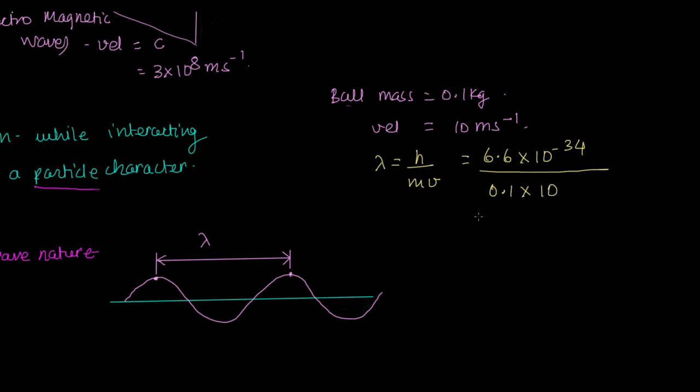So what do we get? I get 1 here. So lambda is equal to 6.6 into 10 to the power minus 34 meters. 10 into 0.1 is 1, no? So a 100 gram ball thrown at some 10 meter per second, which you are capable of throwing with your hands, has got a wavelength that is this small, and this is not measurable.